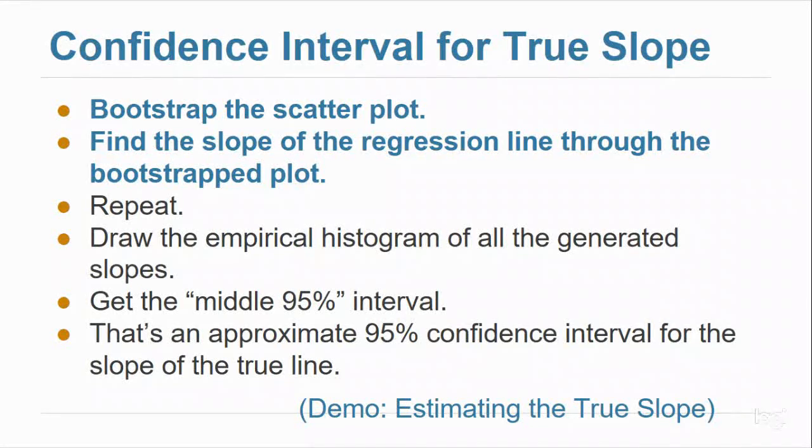Then from this new data, from this new table, you find the slope of the regression line. And then you repeat this many, many times, each time collecting the slope and storing that. And then you draw the empirical histogram of all the generated slopes, and you get the middle 95% interval. That's an approximate 95% confidence interval for the slope of the true line. Of course, if you wanted a 90% confidence interval, you'd get the middle 90% of the empirical histogram of generated slopes. Let's look at this in an example in the demonstration.